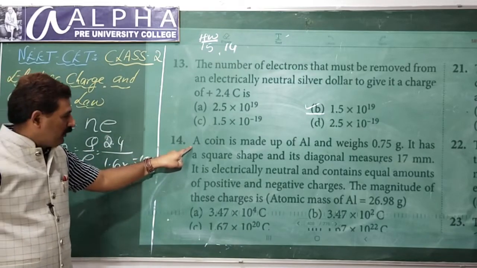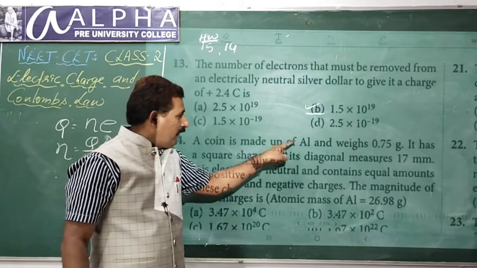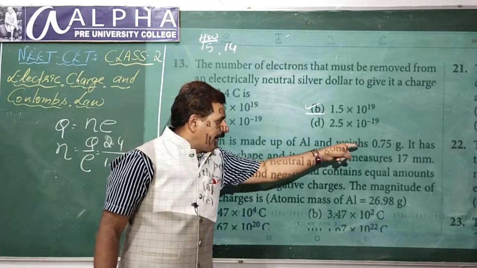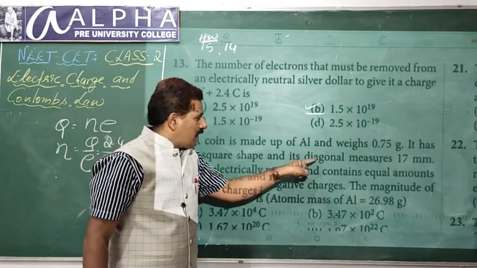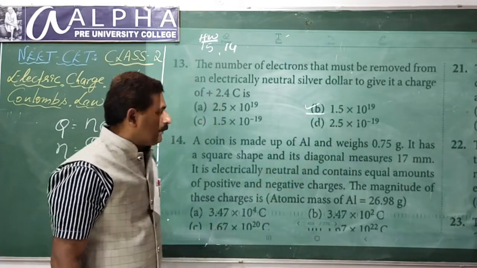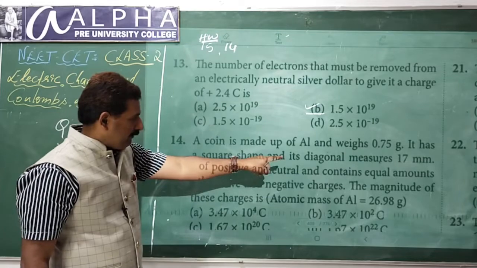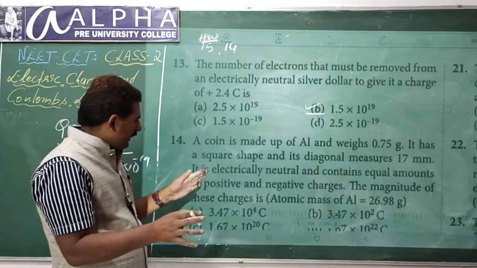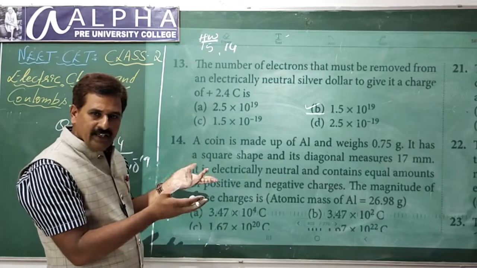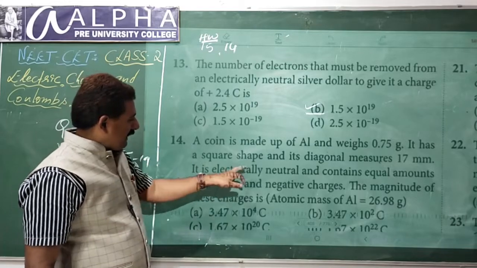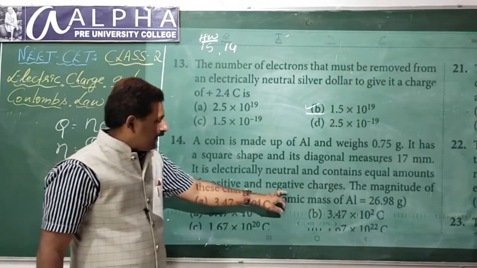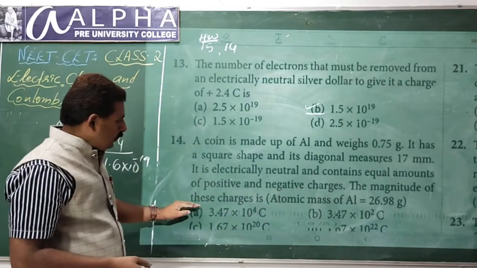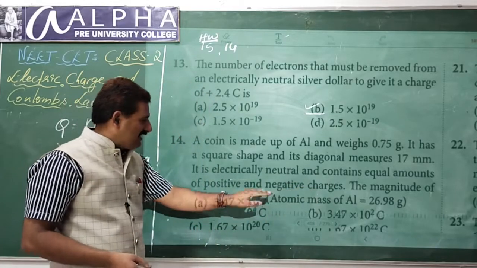Let me read 14 once. A coin is made up of aluminium weighing 0.75 gram. It has a square shape and its diagonal measures 17 mm. He gives the area. 17 mm diagonal means you can find the area. Do you require area? We will see. It is electrically neutral and contains equal amounts of positive and negative charges. The magnitude of these charges is.